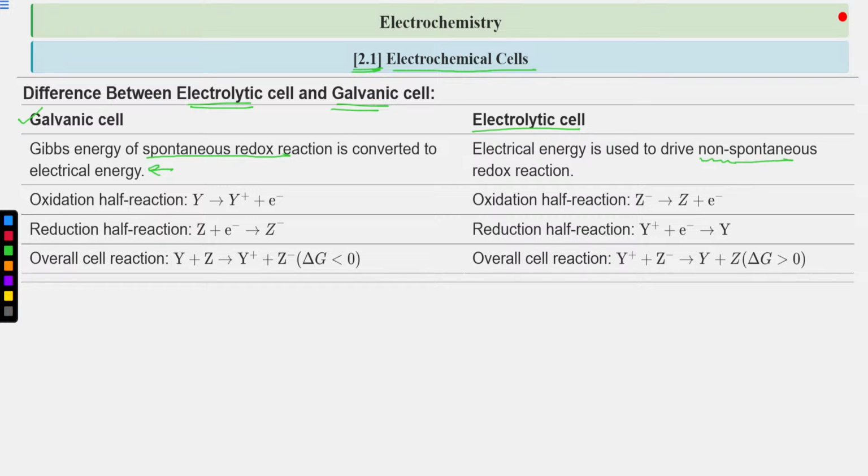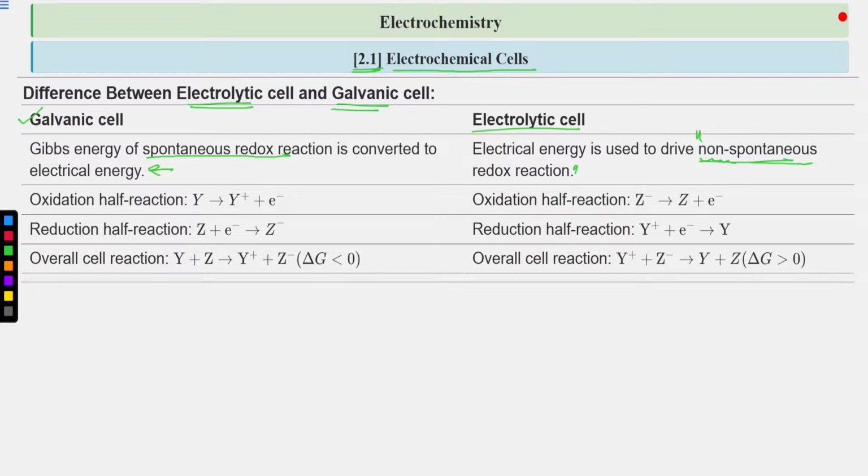So this is the main difference: in the galvanic cell we use spontaneous redox reactions, whose chemical energy we convert to electrical energy. And in the electrolytic cell, the electrical energy supplied is used to drive the non-spontaneous redox reaction.